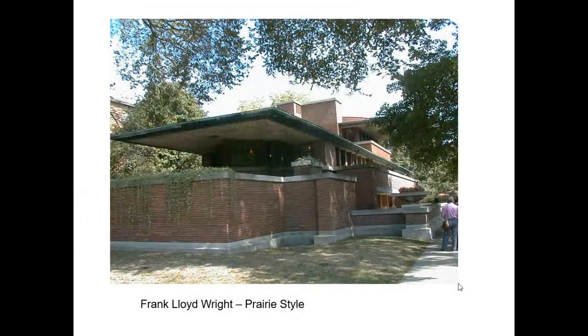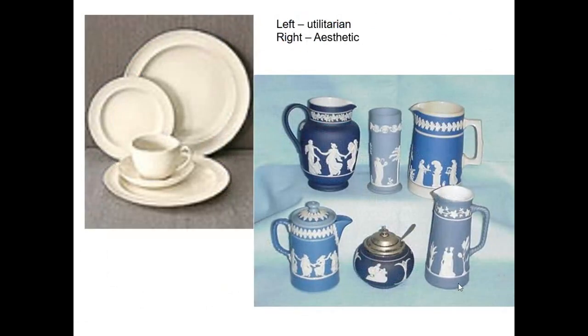The architect we wanted you to know for the test is a very unique individualist, an architect who doesn't really imitate anyone else's style. This is Frank Lloyd Wright, and he is best known to us for his prairie style, these long horizontal buildings that he created in the early 20th century.